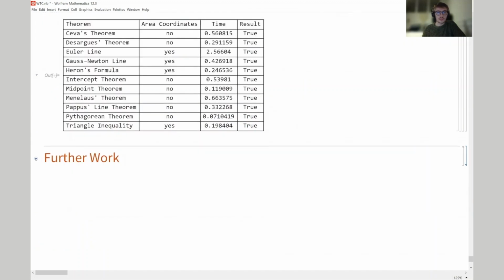Finally, I would like to mention 2 directions in which we plan to extend this package. One is to work in higher dimensions. So for now, we can only prove theorems in 2D Euclidean geometry, but there is, in principle, nothing stopping us from extending this to higher dimensions. And we can also formulate this package in such a way so that it works in different geometries. For example, the Poincare disk seems like a good candidate.